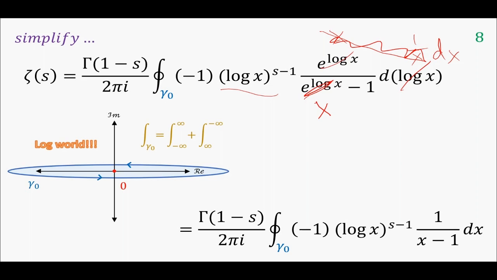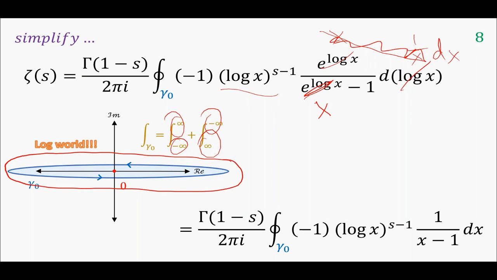Also, we had to change our contour. We're in log world now. Substituting x into log x, now we get these intervals that go from positive to negative infinity. This is how logs work, and it's just wrapping around both the positive and negative infinities here.